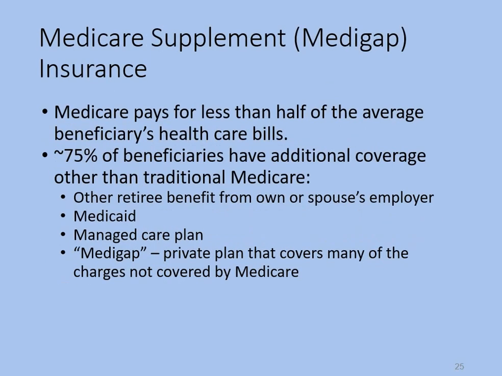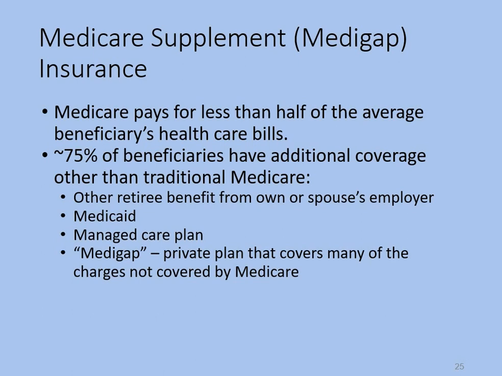Medicare pays for less than half of the average beneficiary's healthcare bills. 75% of beneficiaries have additional coverage other than traditional Medicare: other retiree benefits from their own or spouse's employer, Medicaid, a managed care plan, or Medigap, a private plan that covers many of the charges not covered by Medicare. So Medigap is that Part C. Other retiree benefits are like with the military, I talked about TRICARE.